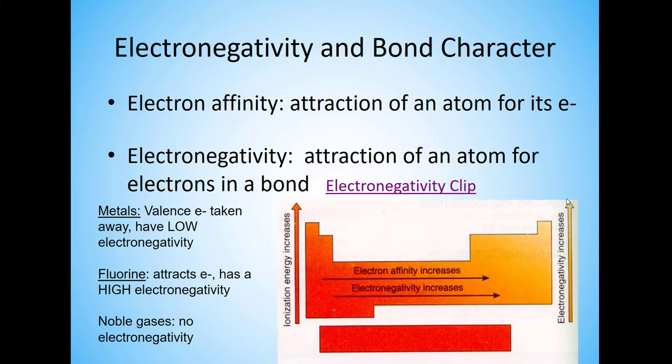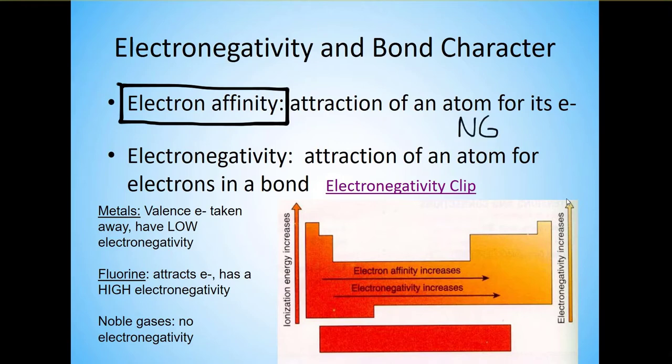Electronegativity and bond character. We are also going to define electron affinity. So let's start there. Electron affinity is the attraction of an atom for its own electrons. When you look at the periodic table, the trend is that noble gases really have a pull on their electrons. They are very stable. They have a completely filled outside shell or energy level, and so they are going to be very attracted to those electrons.